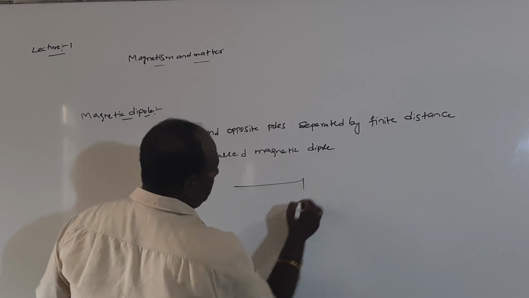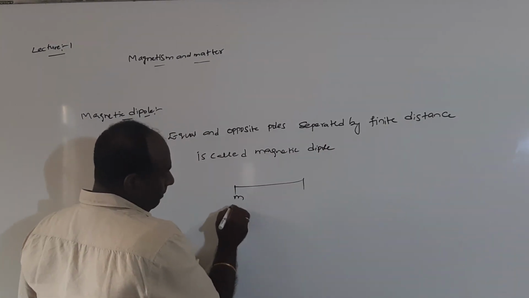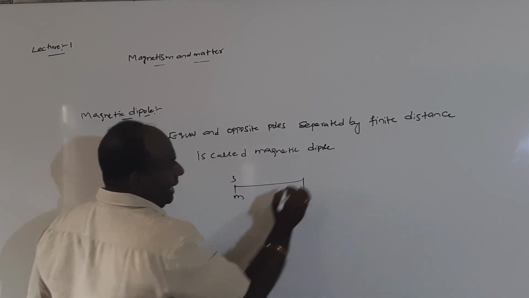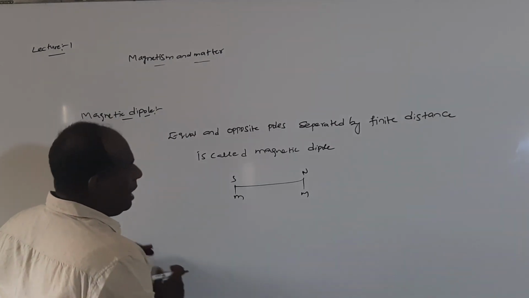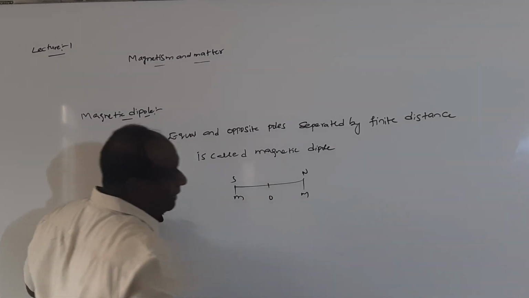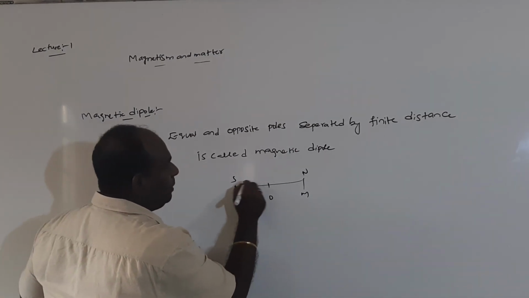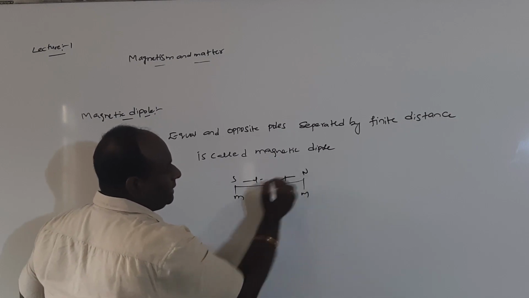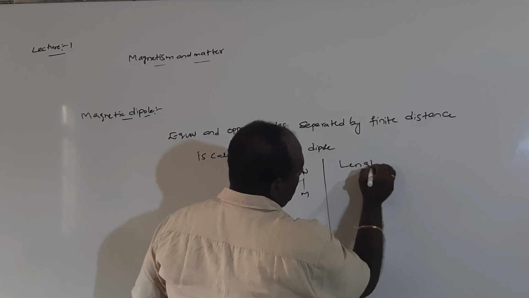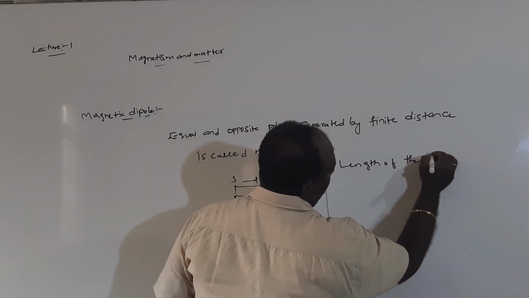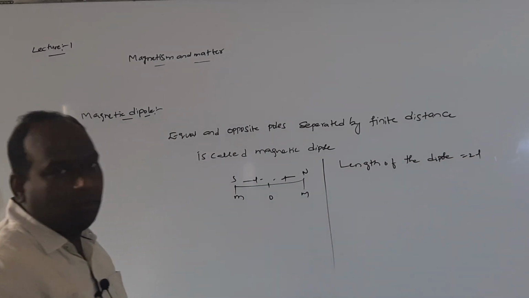See, assume here I am keeping a south pole whose pole strength is m, and I am keeping a north pole whose pole strength is m. Strength wise both are the same, but they are opposite poles. In the case of a dipole, all the distances are measured from the center. From the center, the south pole is at a distance of L, the north pole is at a distance of L. So the length of the dipole is equal to 2L.